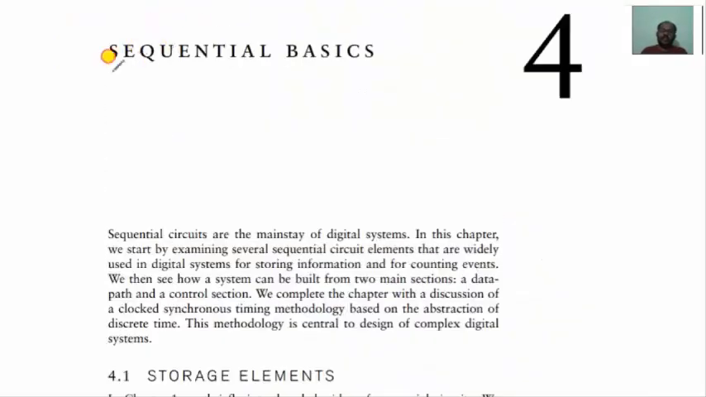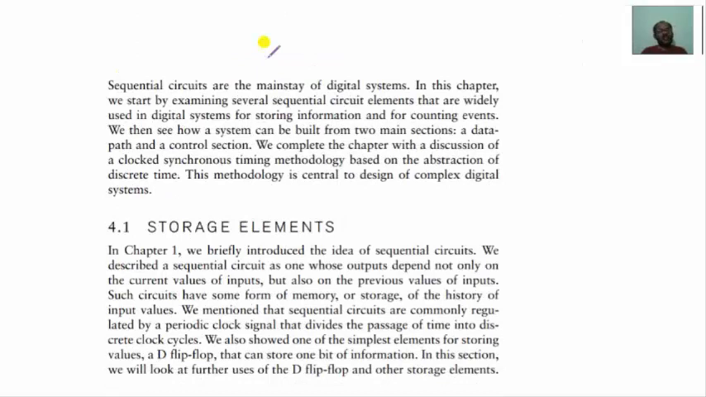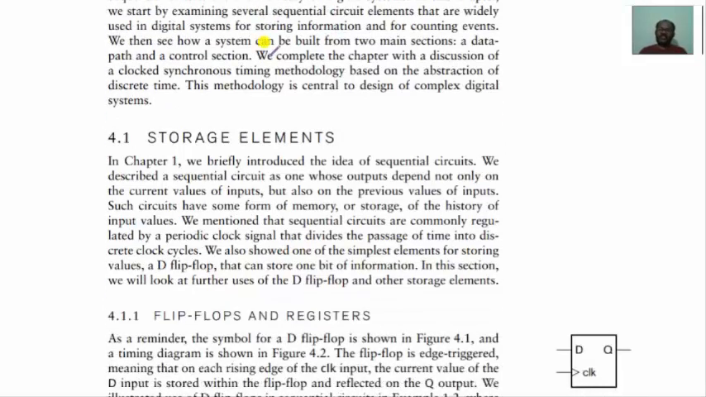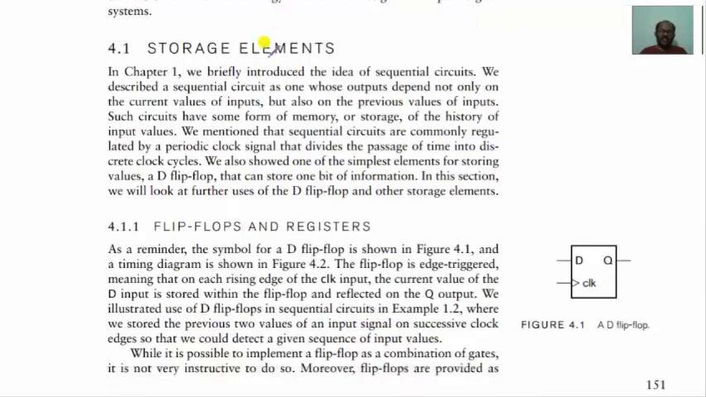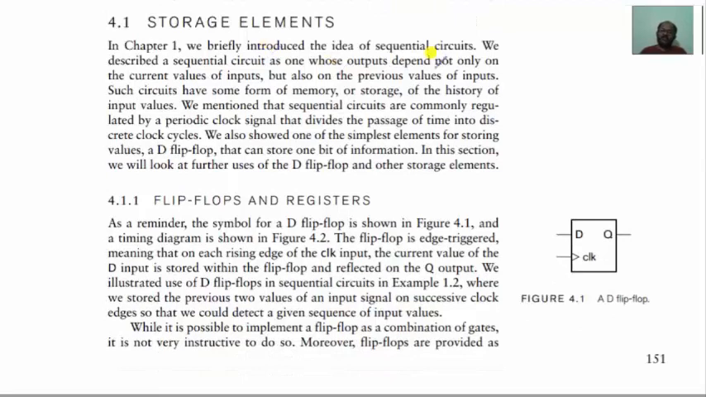Next, let us talk about sequential basics. In the sequential basics you will be talking about sequential circuits. You should be in a position to distinguish the difference between combinational circuits and sequential circuits. The basic storage element is a flip-flop. We know that a flip-flop is a bistable device which can store a single bit of information. That bit can be either logic 0 or logic 1. In the case of sequential circuits, your output is a function of present input as well as past outputs.